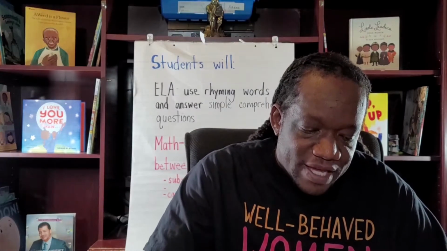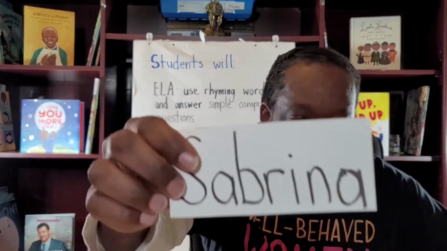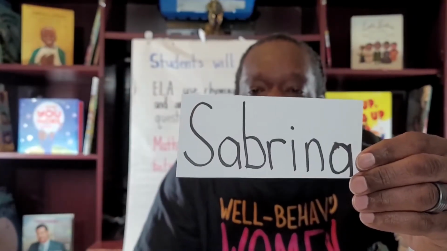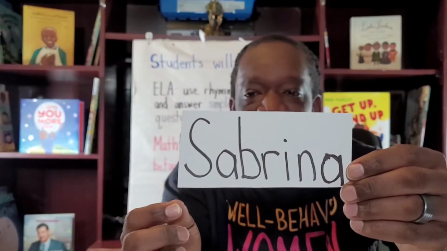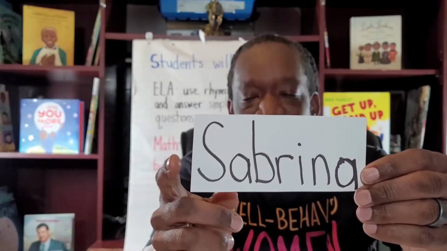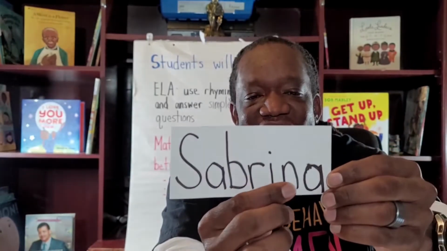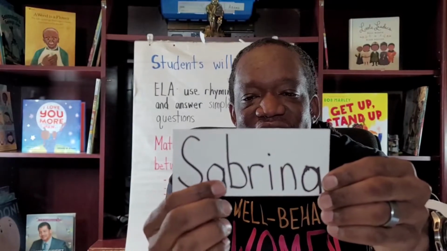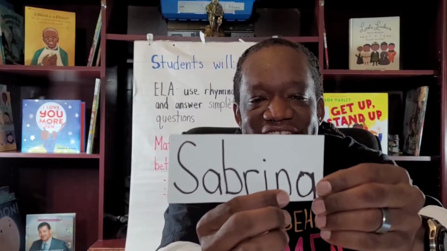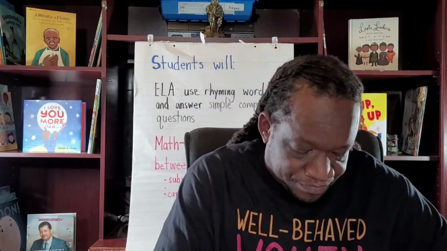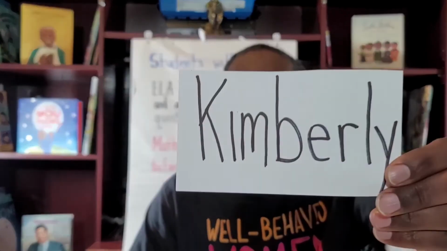Whose name is this? That's right, that is Sabrina's name. Let's spell Sabrina. What does her letter name start with? A capital S? Yes, let's spell Sabrina. S-A-B-R-I-N-A. S-A-B-R-I-N-A. Hi, Sabrina.